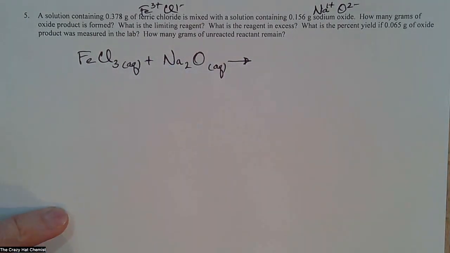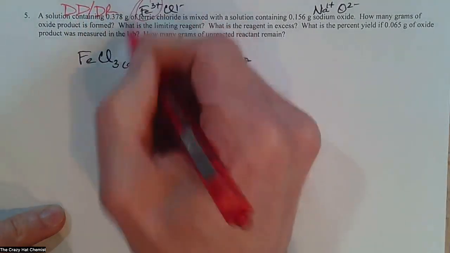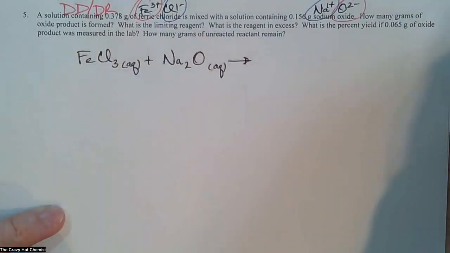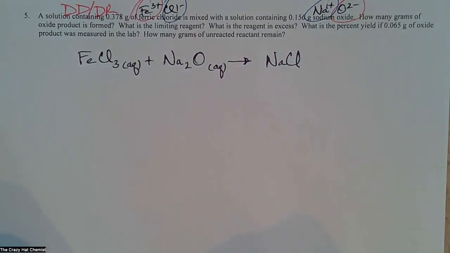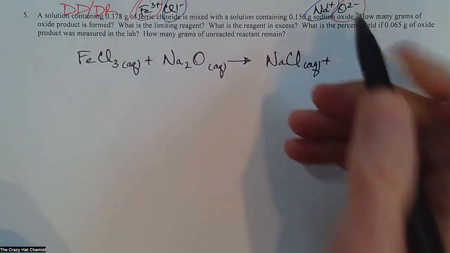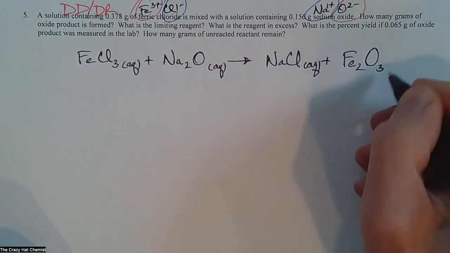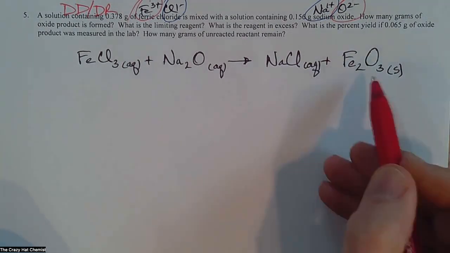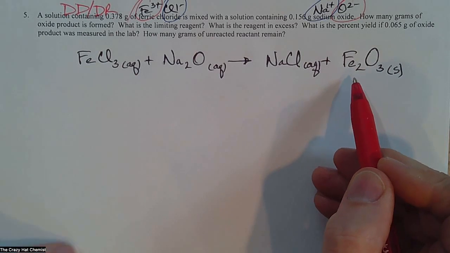This is a double displacement, double replacement reaction. The iron is going to get together with the oxide, and the sodium is going to get together with the chloride. So I'm going to write that sodium chloride first, not that it mattered. And this is going to be aqueous plus the ferric oxide. And so that's going to be Fe2O3. And from solubility rules, that lets us know that that's a solid. That is, oxides are insoluble except for group 1 and ammonium ion.